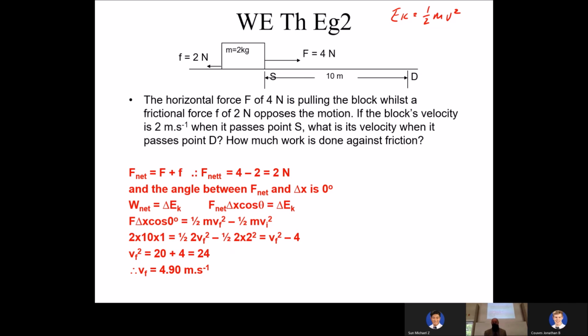Mr. Pillay, did you get it right? I'm impressed. Well done. Feels good when you get it right.